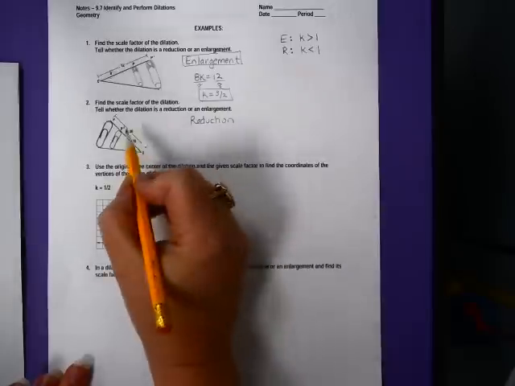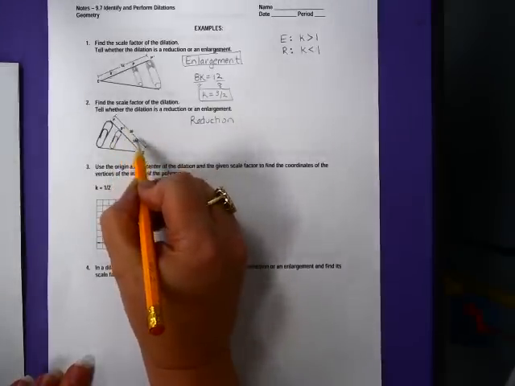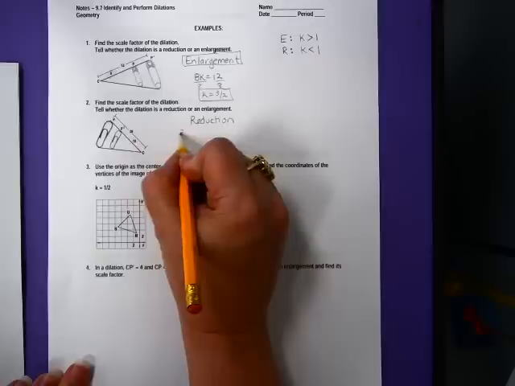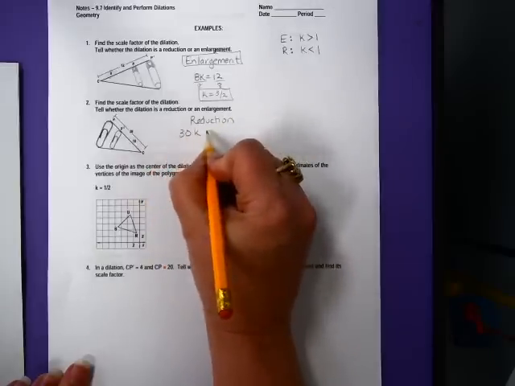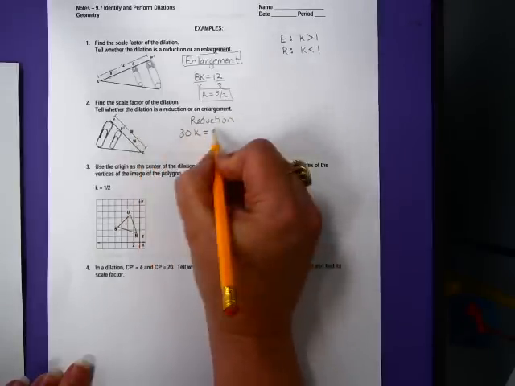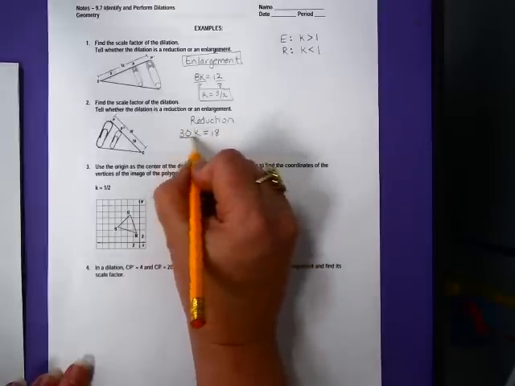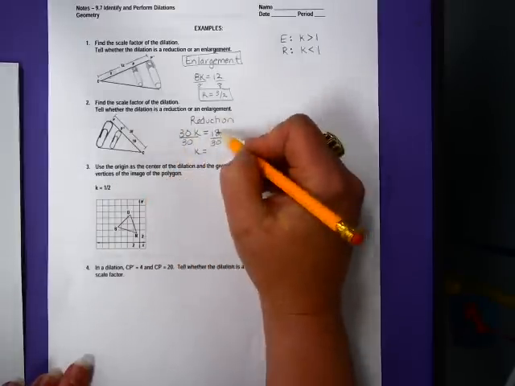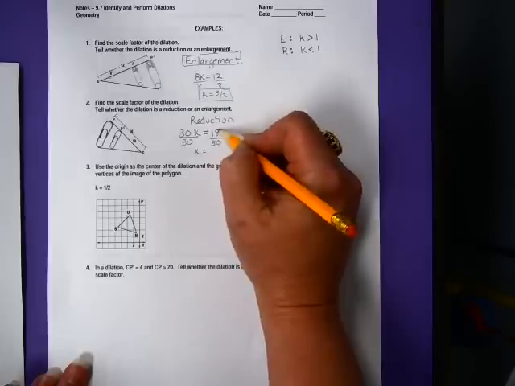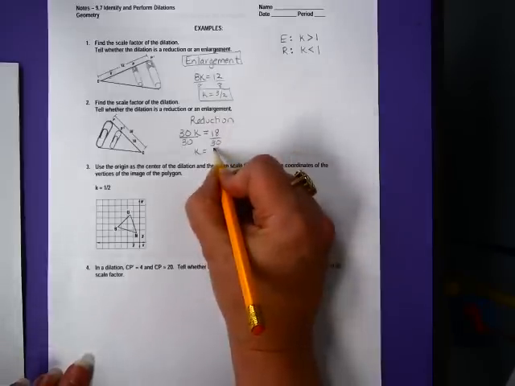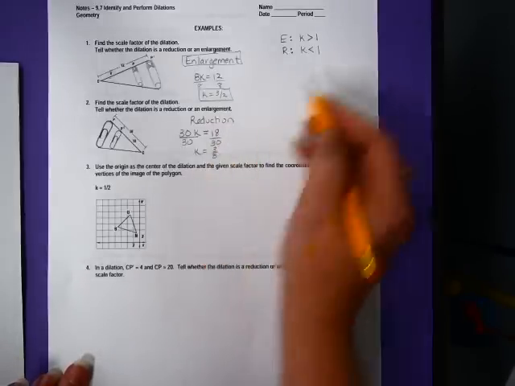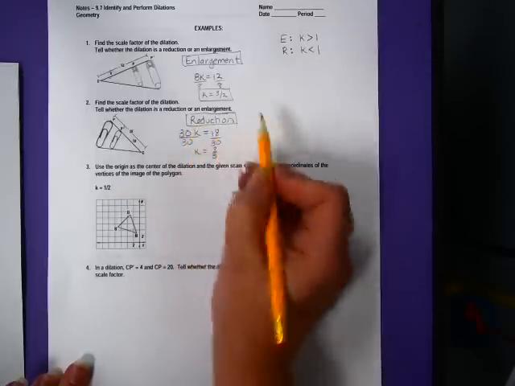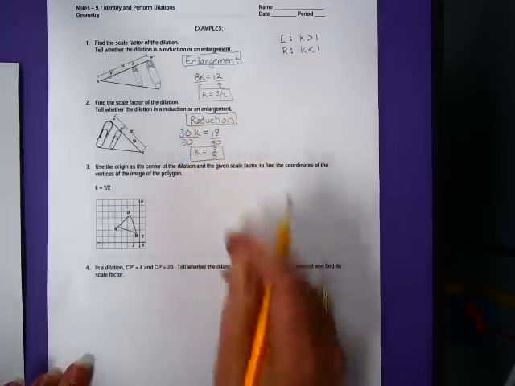All right, so we're taking our 30. For our 30, we're multiplying it by something, and we're going to get our 18. Well, divide by 30, divide by 30. K is going to equal 18 divided by 30 reduced. Divide by 6, divide by 6, that's going to be 3 over 5. And notice how that's smaller than 1. So it is a reduction, and my scale factor is 3/5.